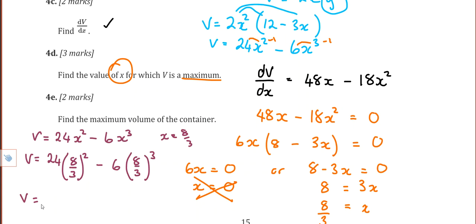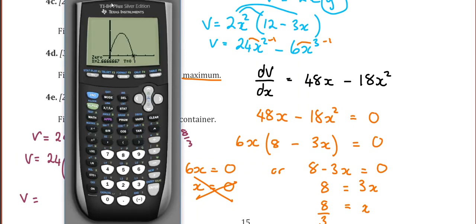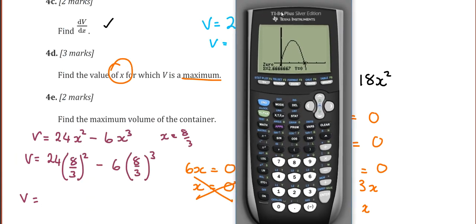Just put it in my calculator, yeah? But there's different ways to do it. Now I could do it like this. If I put in y equals, I'm going to switch that one off just in case I want to check later. And I'm going to put my volume equation in.